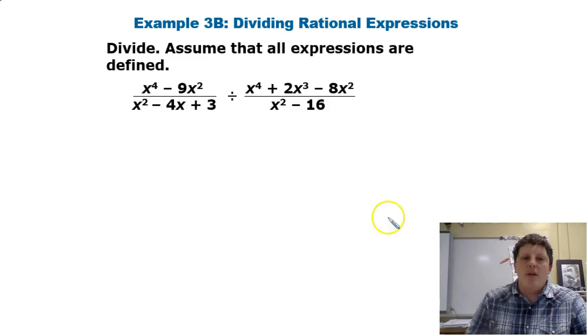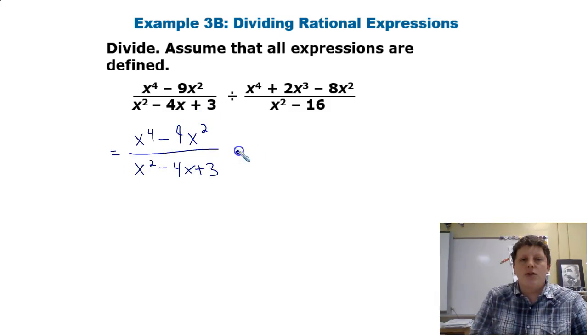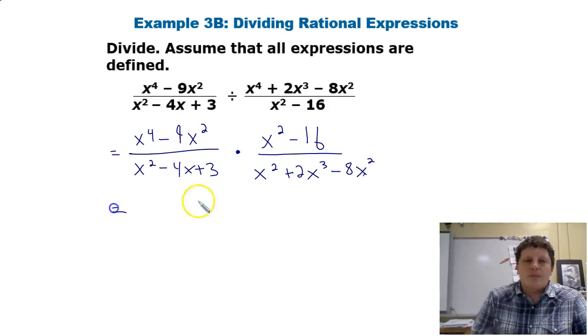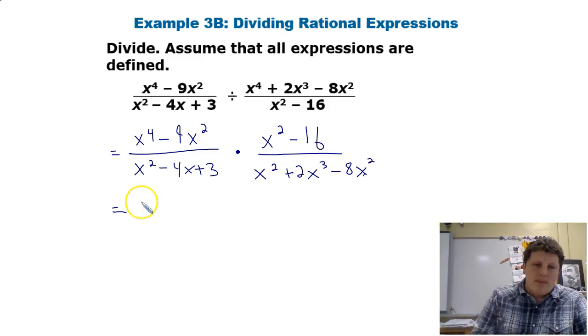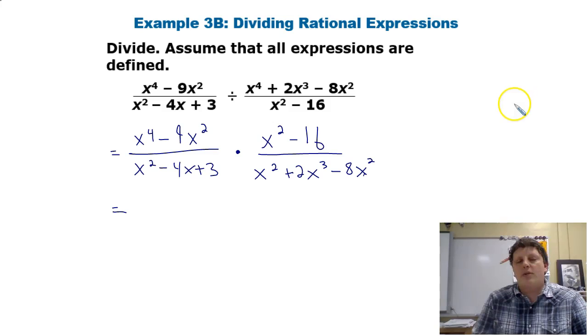All right, 3B. Similar problem, but now we have some bigger polynomials. So the first thing we're going to do is we're going to change that division to multiplication by keep, change, and flip. When I look at these, I'm going to look at each part separately. If you cannot do all this together at one spot, what you want to do is you want to take the x fourth minus 9x squared off to the side somewhere, factor that, bring it back, take this one over to the side, factor it, bring it back.